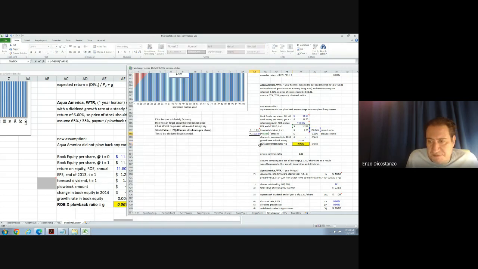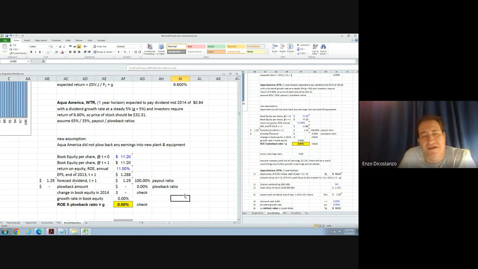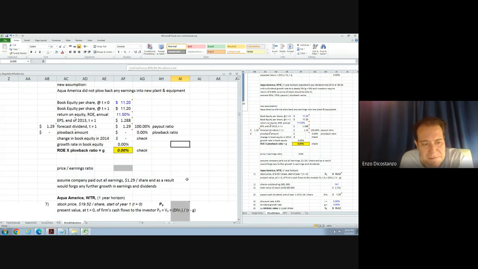Okay, and this is simply EPS times 1 minus payout. So we sort of had an extreme situation where the entire EPS gets paid out as dividend, and there's no way to grow the company. That's really what this says.